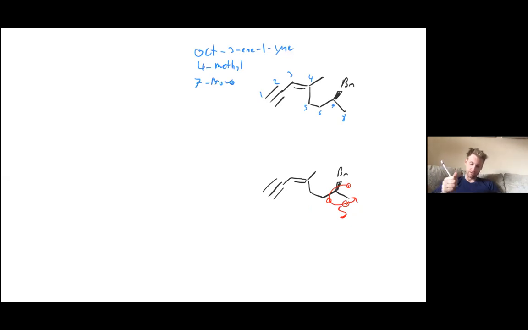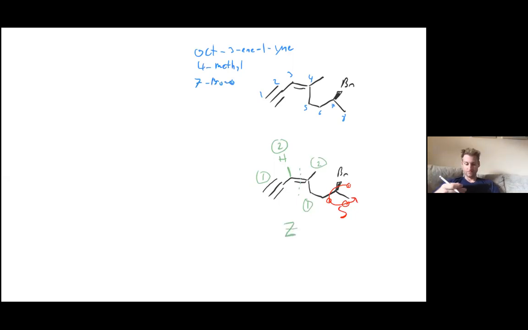Taking a look at our double bond, cutting it in half. The alkyne would be a higher priority than the hydrogen here. And then the bottom would be a higher priority than this methyl group. So both our higher priorities are on the same side, making this like a cis configuration, which is Z.